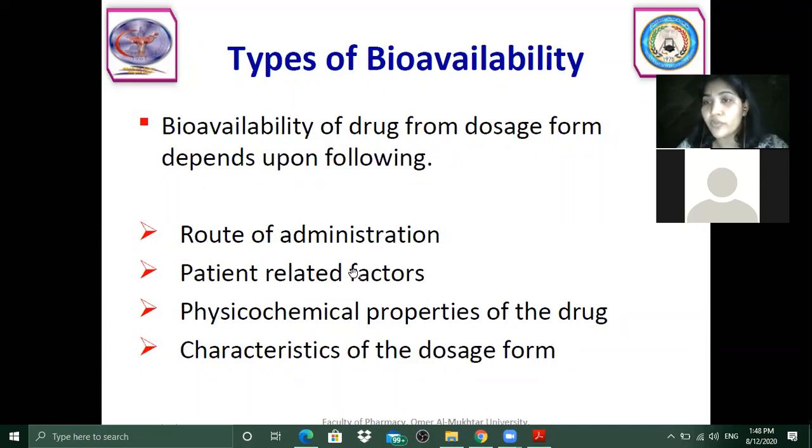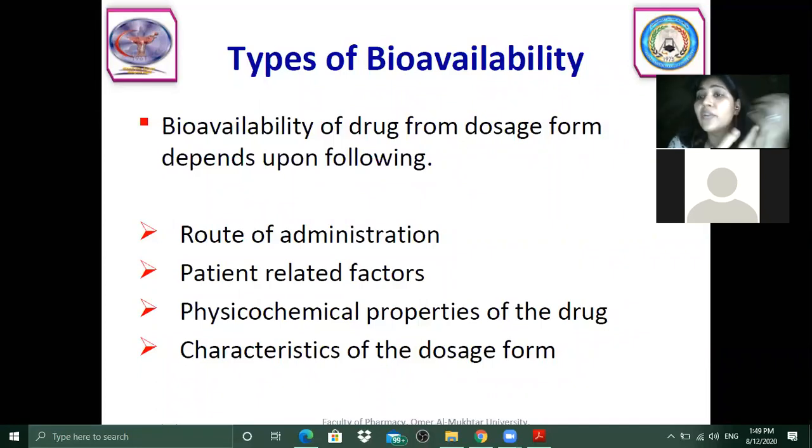For example, route of administration. Intravenous route of administration is the 100% absorption route, right? Because you're directly injecting the drug into the blood circulation. So when I compare it to the oral formulation, the drug that is going to get absorbed into my systemic circulation is always going to be lesser. So IV is better than oral. Okay?